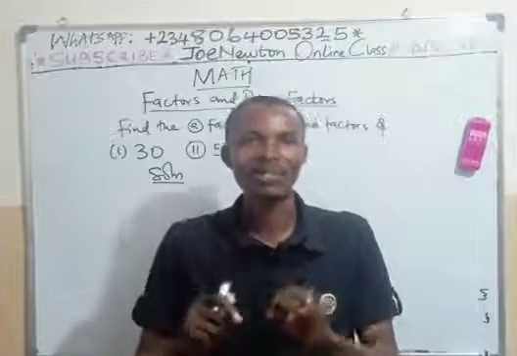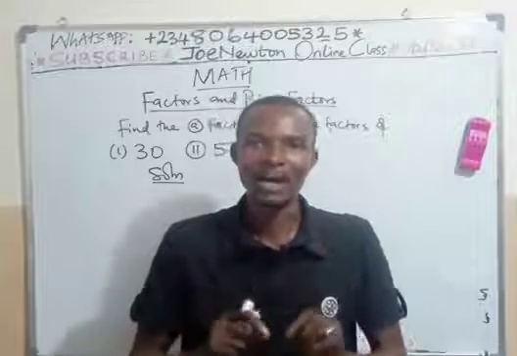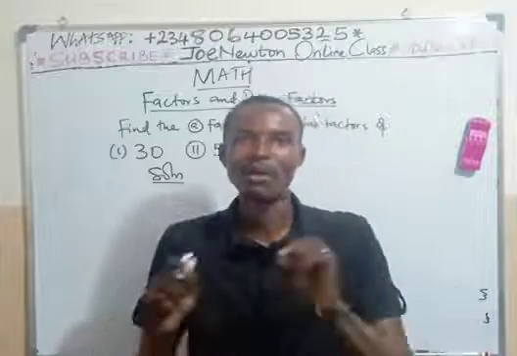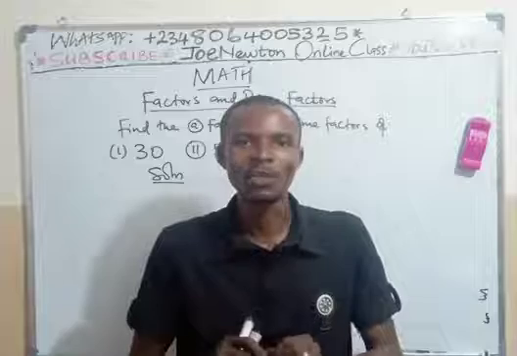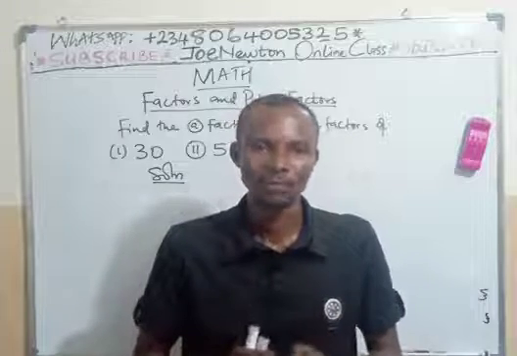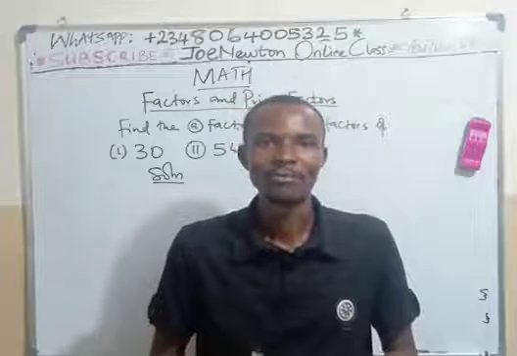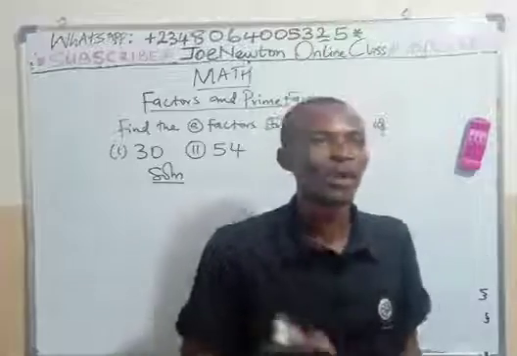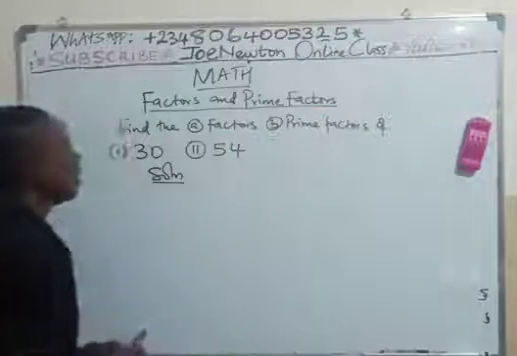Apart from 1 and the number itself, such a prime number has no other factor. Any other number that divides into it, we get a fraction. That is, there will be a remainder. Okay. Now let's look at this.